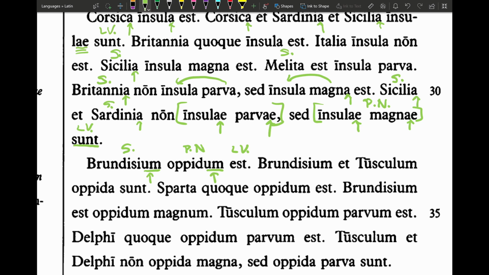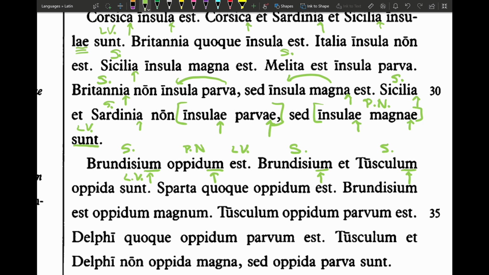Okay, let's look at the next example. So we have Brundisium et Tusculum oppida sunt. Some of you are probably confused, but let's first look at our subjects. Look right here, this is one of our subjects. That's nominative singular. Look here. That is nominative singular. Look at our linking verb though. It's plural because how many subjects do we have in this sentence? We have two. We have Brundisium and Tusculum. Therefore, our predicate nominative must agree and be plural as well.